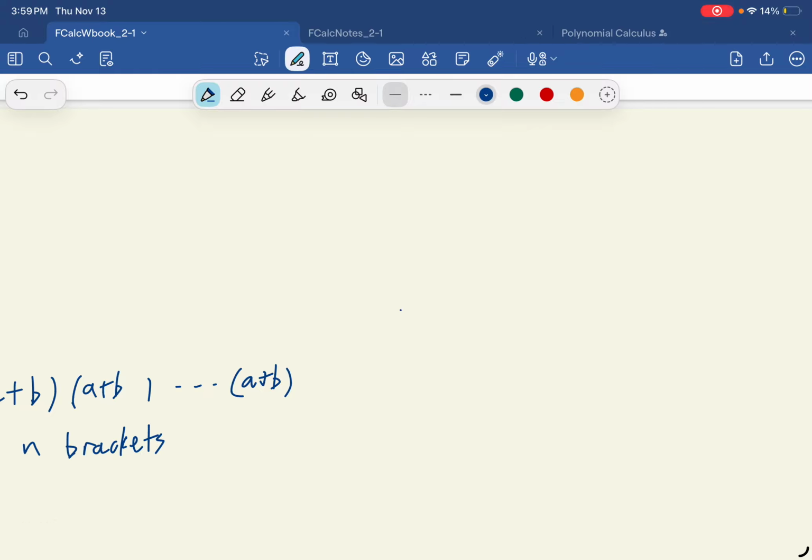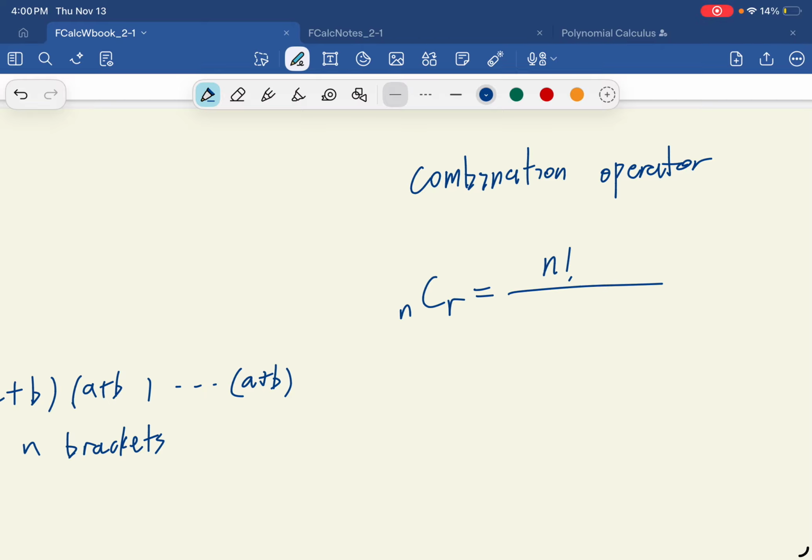I don't know if you've seen this before. I hope you saw it. nCr. This is called a combination operator. The formula for this is n factorial divided by r factorial times (n minus r) factorial, where, if you haven't seen the factorial symbol before, n factorial is n times n minus 1. Obviously, n has to be a natural number. You multiply all the numbers until 1, okay?